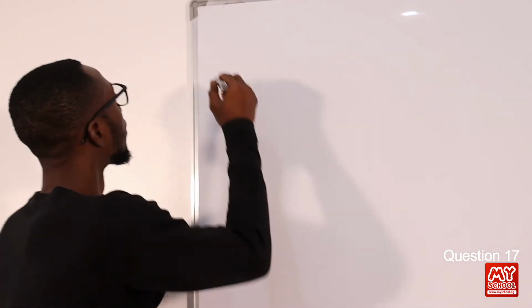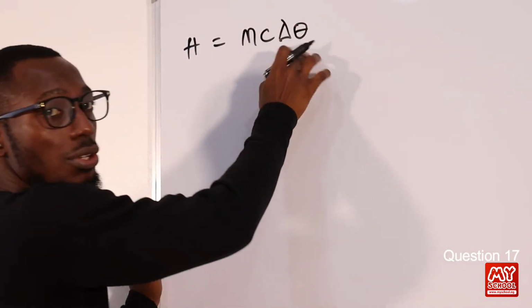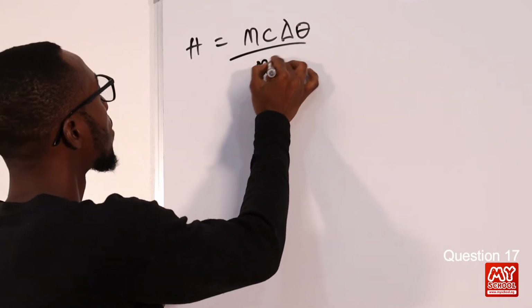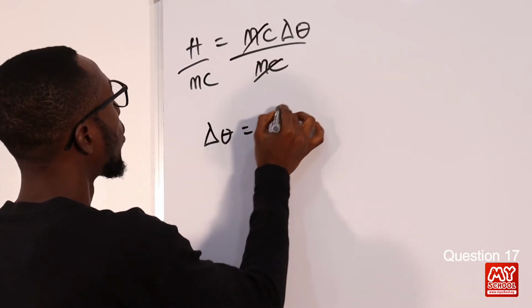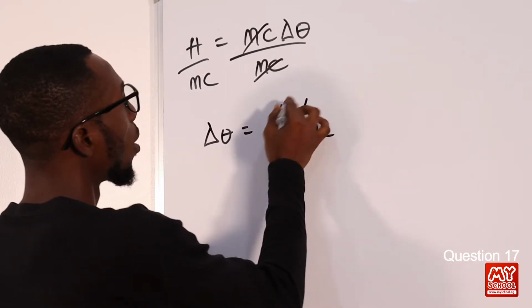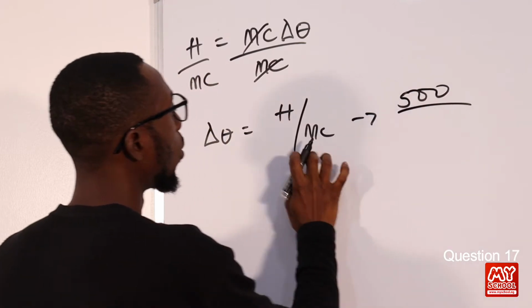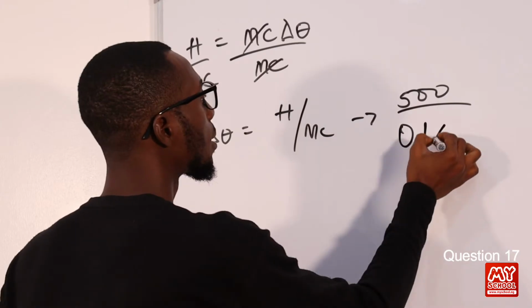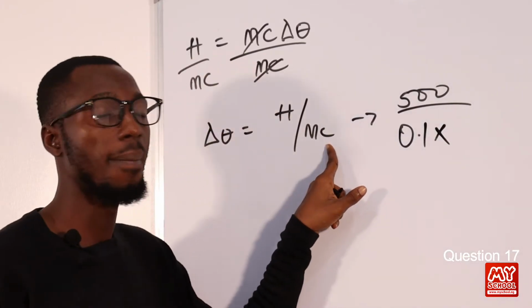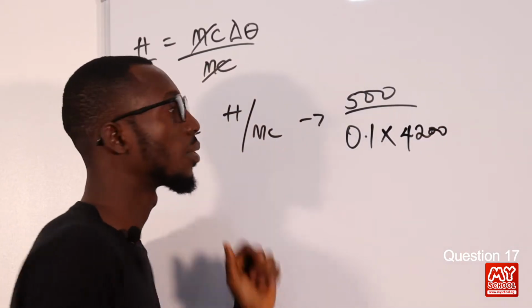Remember, we have H equals mc delta theta, where delta theta is the temperature change we are looking for. Dividing both sides by mc, we know delta theta equals H over mc. Quantity of heat supplied, of course, we know it's 500 joules, over the mass of water, which is now 0.1, times the specific heat capacity of water, which is 4,200.